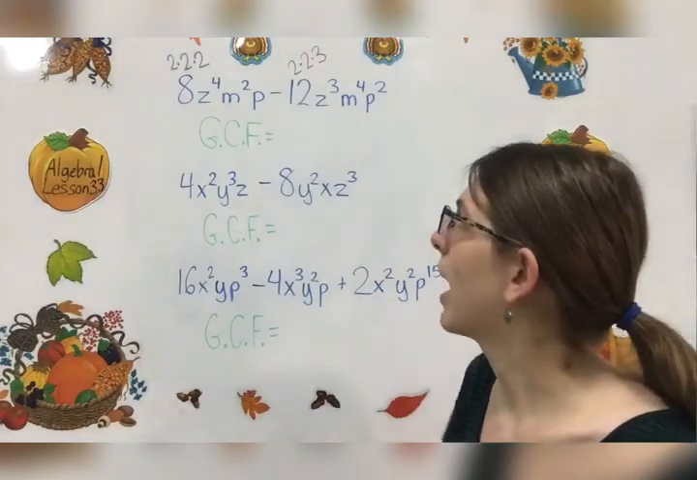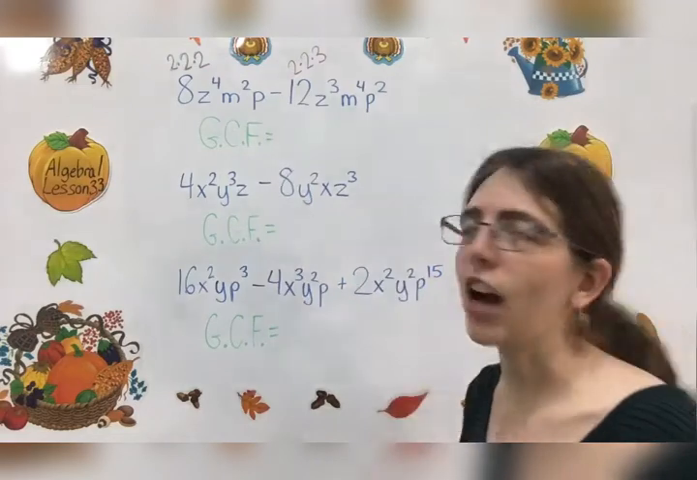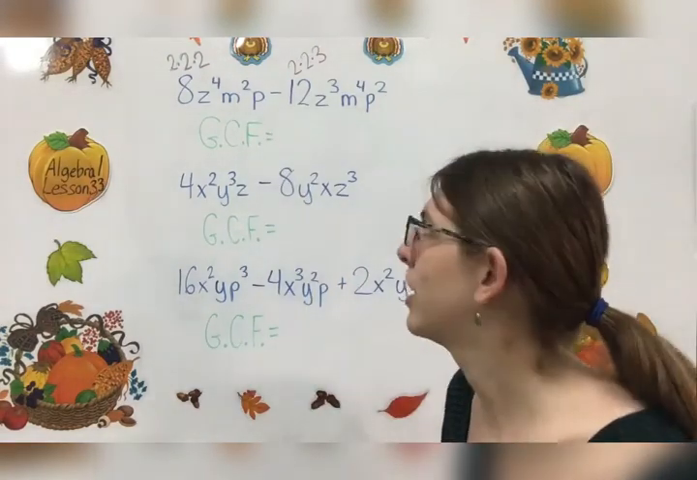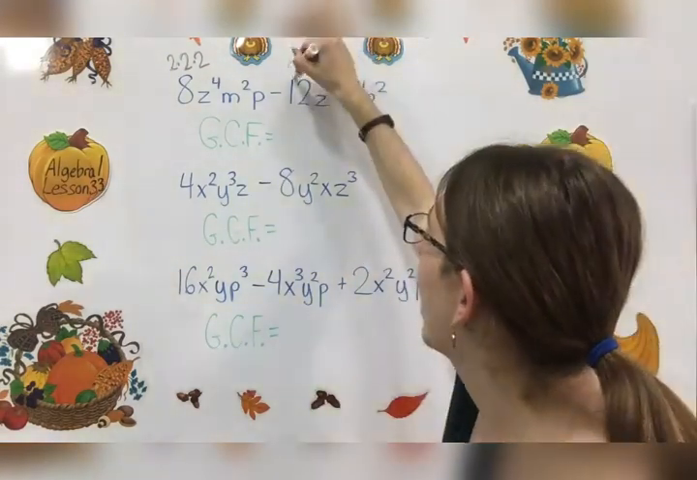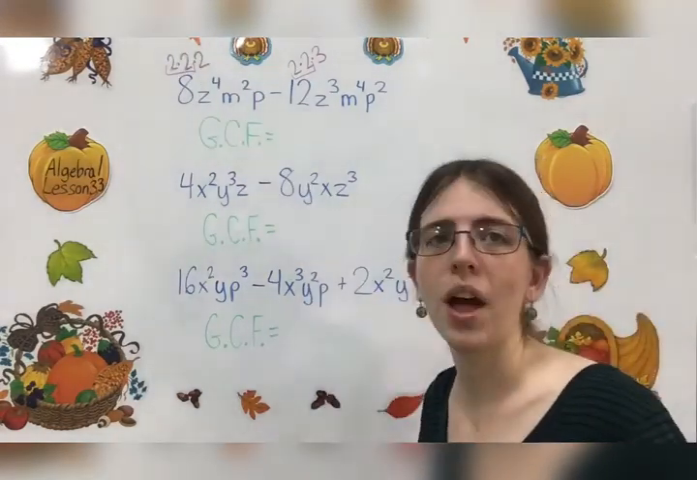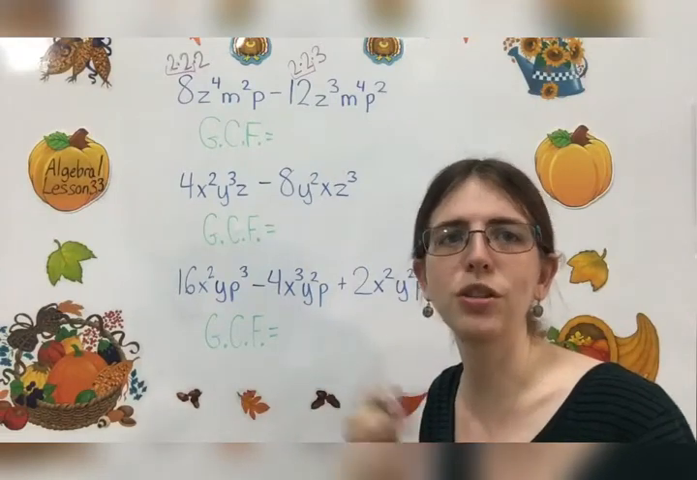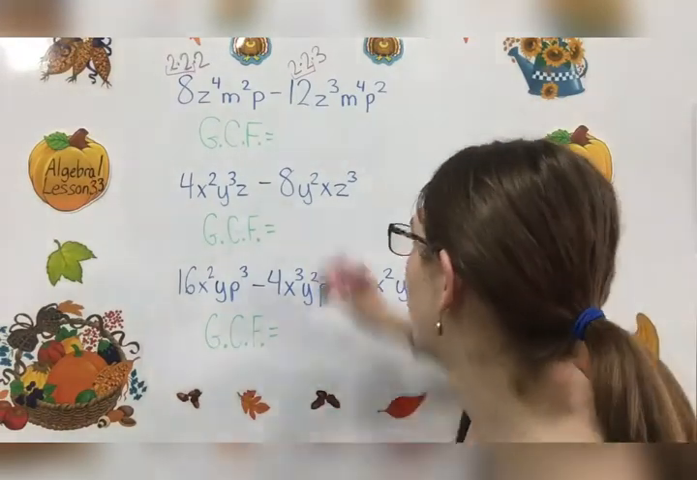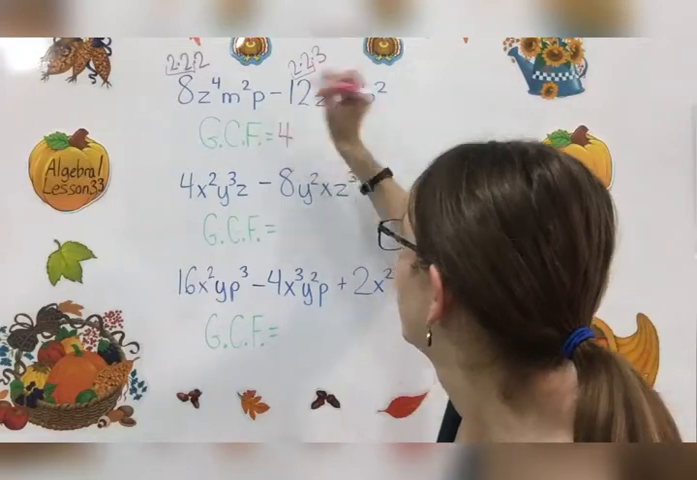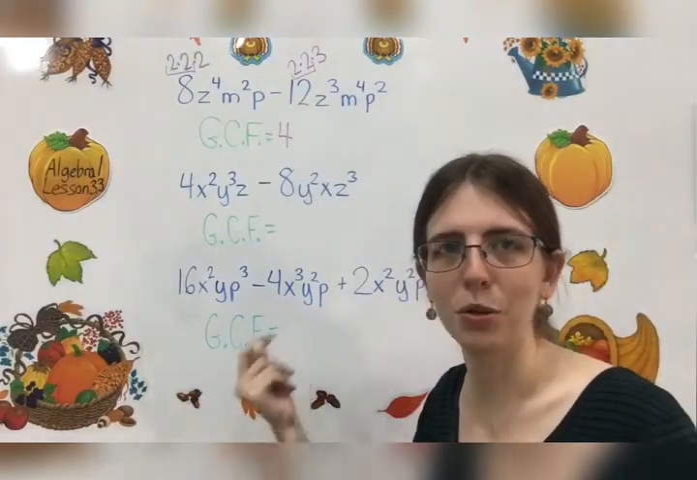Okay? I have 3 2's here, 2 2's, and a 3. 3 is not common in both, so it's not going to be part of my greatest common factor. I do have 2 2's and 2 2's. So 2 times 2 is part of my greatest common factor. What is 2 times 2? It's 4. So that term would be 4. Instead of writing 2 times 2, I can just combine it.